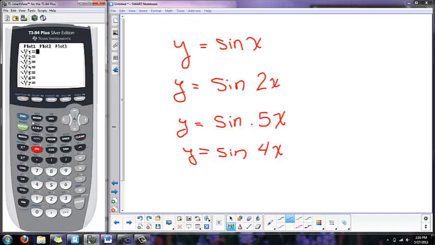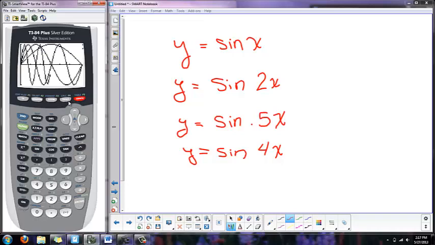So I'm going to graph y is equal to sine of x. I'm going to graph y is equal to sine of 2x. Y is equal to sine of 0.5x. And sine of 4x. And you can do this on your calculator too if you want. I'm going to change that window back to 2 pi, just because I think it's what you're used to, and I don't want to confuse you at this point. Okay, so let's graph that.